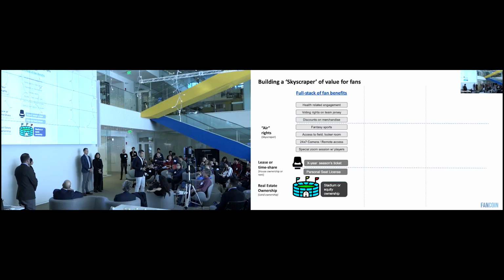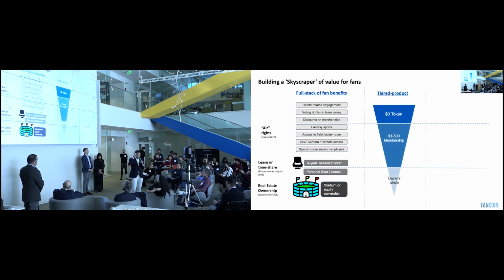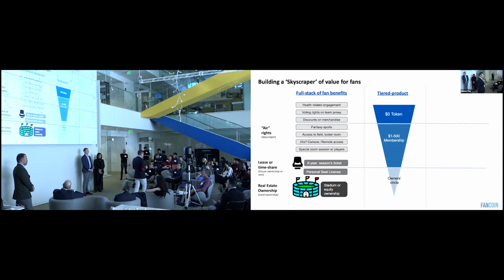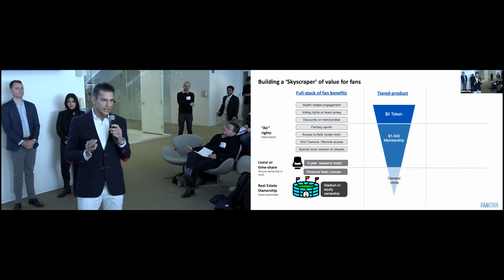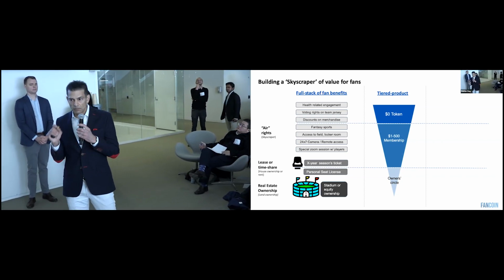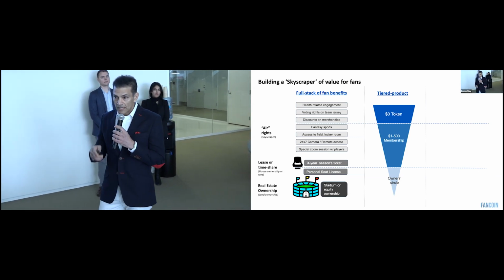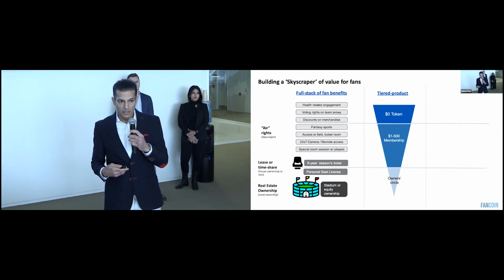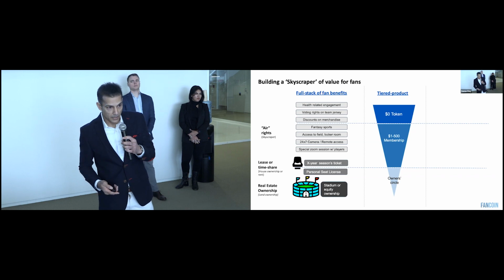And we plan to do this by building a skyscraper of fan benefits, including health and social benefits as well, and delivering that across tiered products, focusing on the $0 token, bringing on as many people as we can by giving them tangible benefits, and eventually leading to equity ownership or fractional ownership in sports properties.